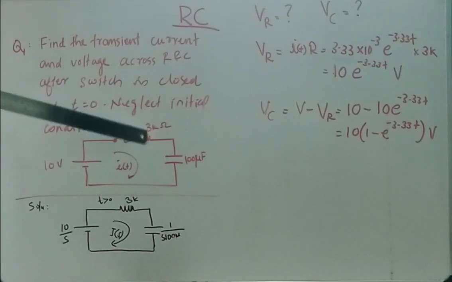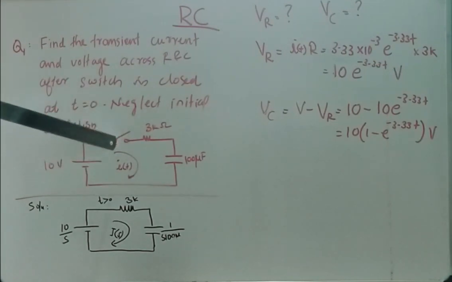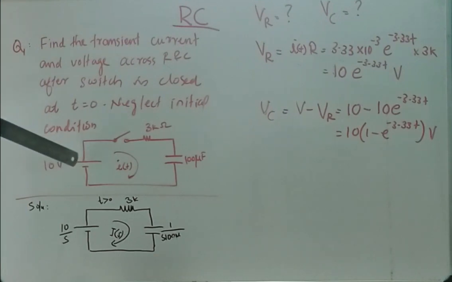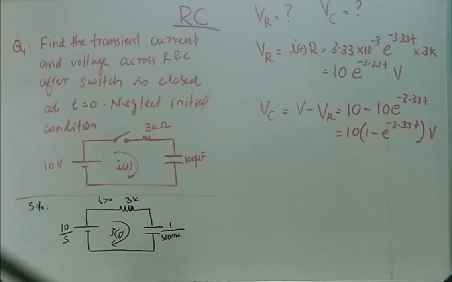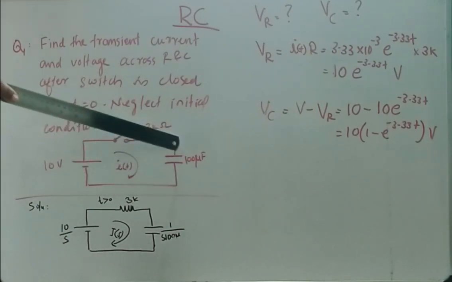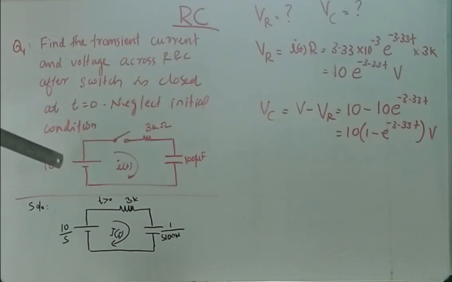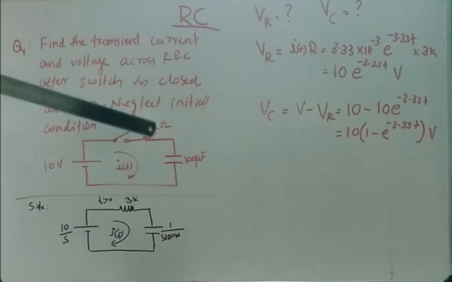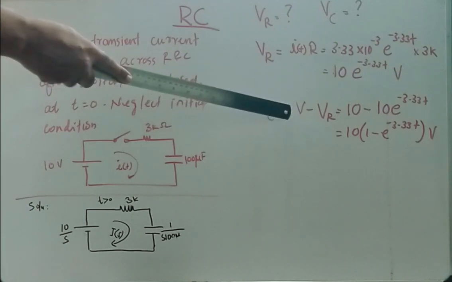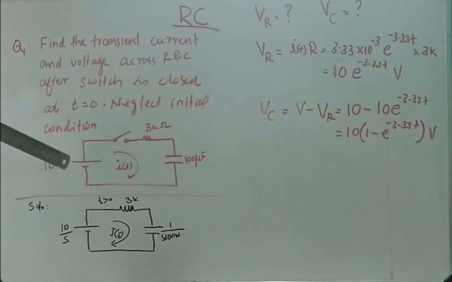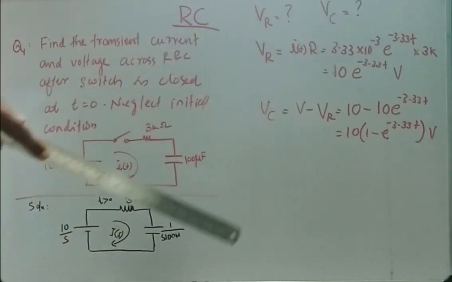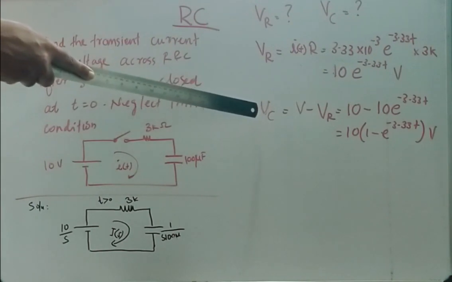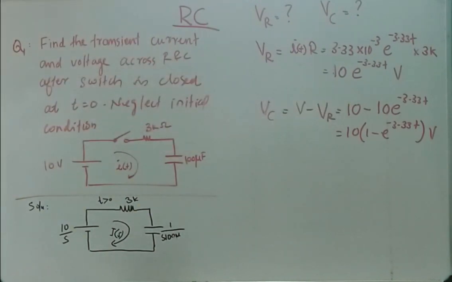As we know, the KVL equation is satisfied after the switch is closed. So 10 volt is equal to the sum of the voltage across the resistor and the voltage across the capacitor. From that concept we can find VC as this voltage minus the voltage drop across the resistor. That is VC is equal to V minus VR. V is 10 volt and VR is 10 into e raised to minus 3.33 t volt. After simplification, we obtain VC as 10 into 1 minus e raised to minus 3.33 t volt.